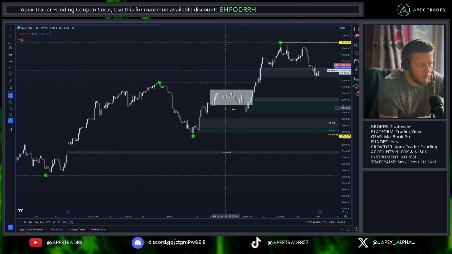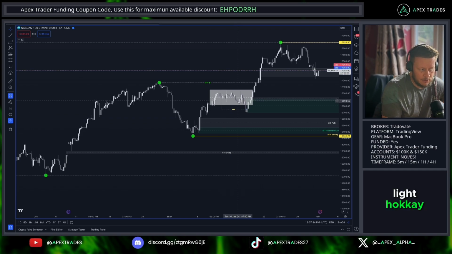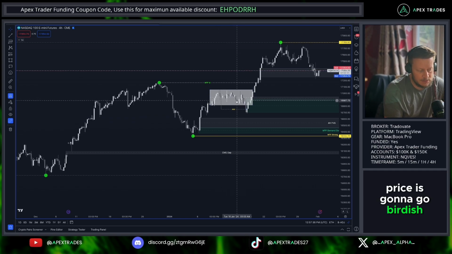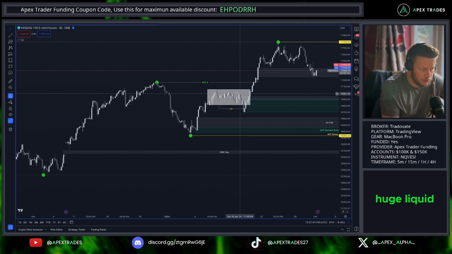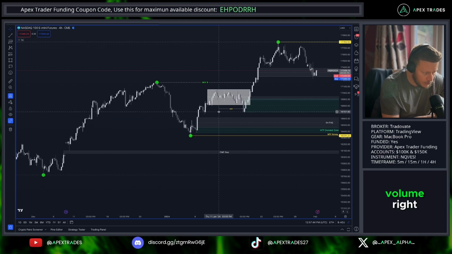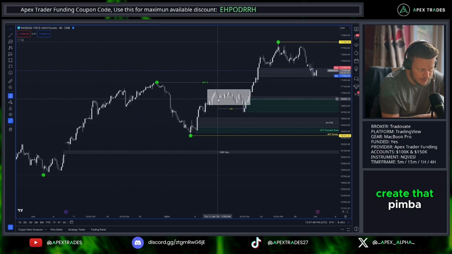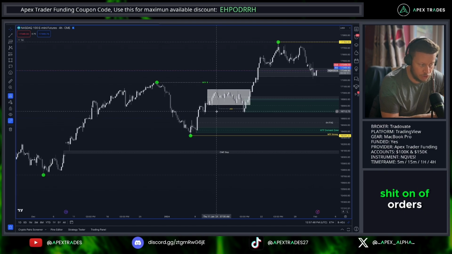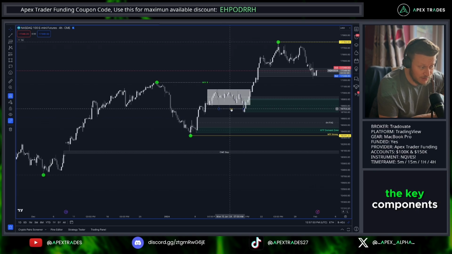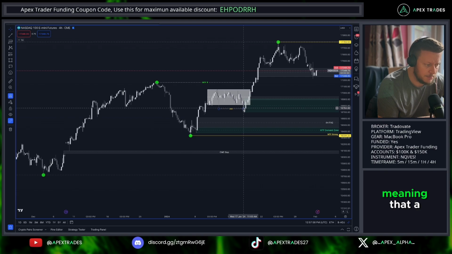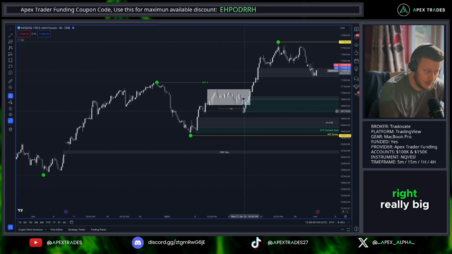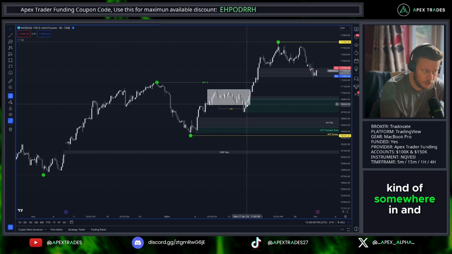Then we get what everyone thinks: okay, we're starting to drop, price is going to go bearish. It was never fueled to do that. The move down was nothing more than a huge liquidity grab, because the amount of volume it would have taken to create that pin bar means there were a ton of stop loss orders and everything else. And the other key component is people expecting the breakout to the downside, meaning a lot of breakout traders will have executed really big short orders with stop losses somewhere in and around here.